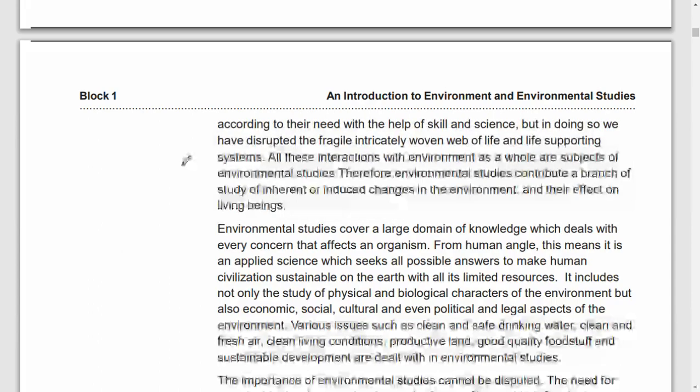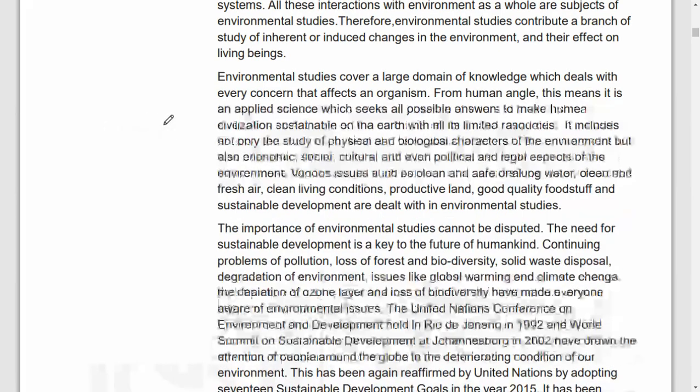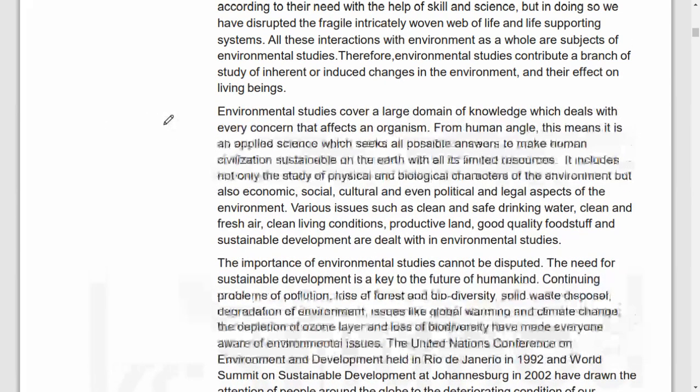Therefore, environmental studies constitute a branch of study of inherent or induced changes in the environment and their effect on living beings. Environmental studies cover a large domain of knowledge which deals with every concern that affects an organism. From the human angle, this means it is an applied science which seeks all possible answers to make human civilization sustainable on the earth with all its limited resources.